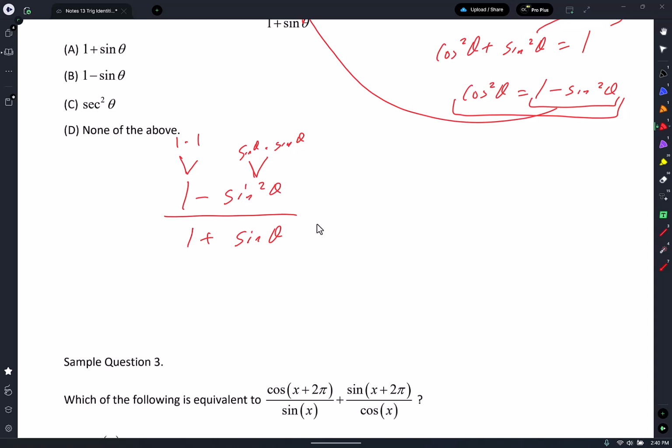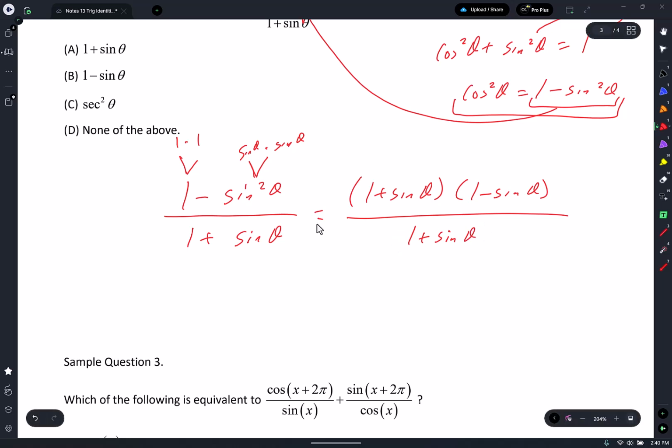All right. The top, the numerator. Difference of squares. 1 plus sine theta times 1 minus sine theta, all over 1 plus sine theta. I put parentheses on the bottom to help you out, but initially it was like this. In case you don't understand, if you follow this out, you'll get the 1 minus sine squared.